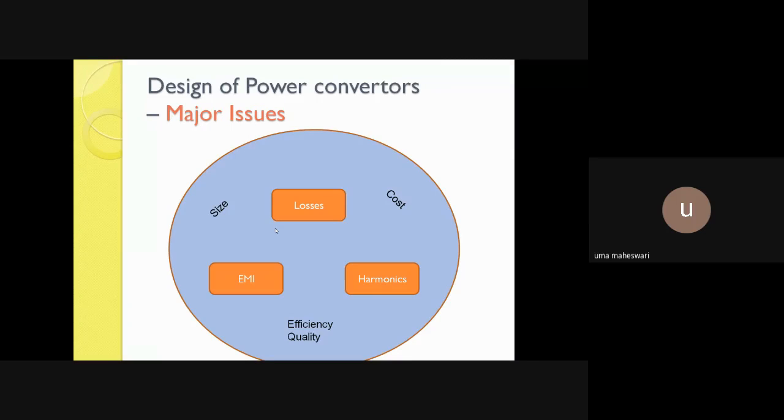So coming to power converters or power electronics, wherever we see automotive or any industry or any highly sophisticated applications, we definitely have power electronic circuits. With power electronic or power converter circuits, the three major issues are losses, EMI, and harmonics. These are directly proportional to the size, cost, efficiency and quality of the product. So it has to be taken care of at the product level itself.